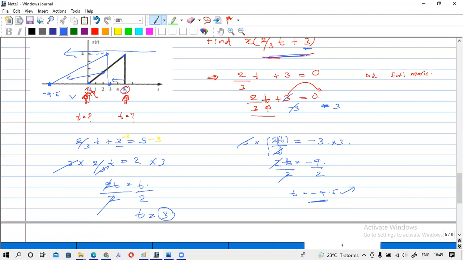Now here it is 0 to 5, only 5 units. Now minus 4, 5 to 3. That means you have 7.5 length. This length is 7.5. That means it is expanded. Did you get this?